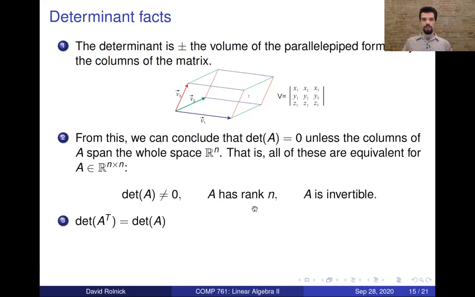Something else, which is sort of easy to see: the determinant of the transpose is just the same thing as the determinant. Nothing that we did mattered if you took transposes. Here's something that's not as easy to see: the determinant of the product is equal to the product of the determinants. So ranks didn't multiply, but determinants do.